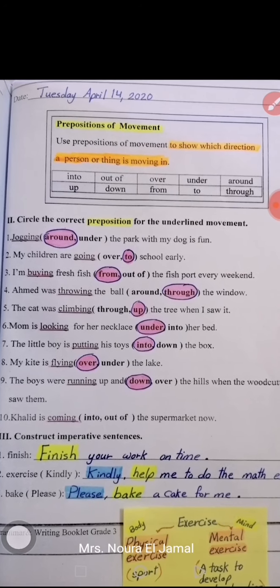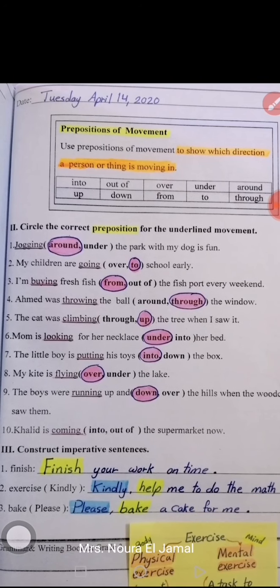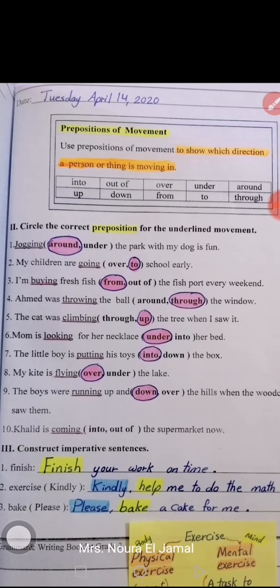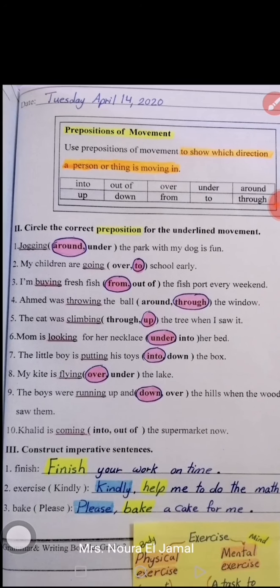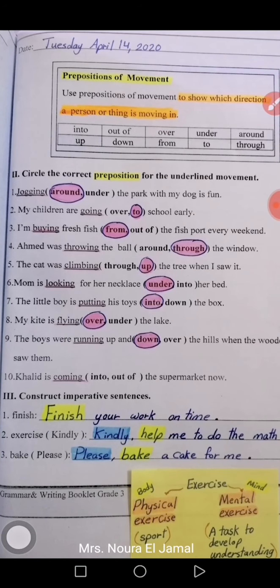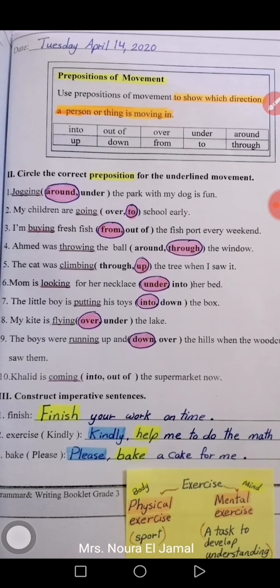Number 5, the cat was climbing through the tree or up the tree, climbing up the tree. Number 6, mom is looking for her necklace under her bed or into her bed, under her bed. Number 7, the little boy is putting his toys into the box, not down the box. Number 8, my kite is flying over the lake, not under the lake. Number 9, the boys were running up and down the hills when the woodcutter saw them.